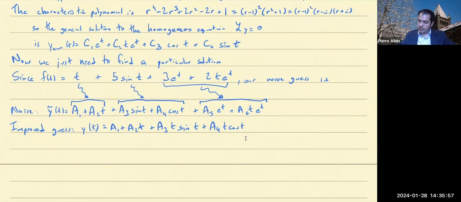Right? And then over here, e to the t and t times e to the t satisfy the homogeneous equation. So neither one of these terms is useful. So I need to multiply them by t. So in fact, this first term, I need a t squared e to the t, and then a t cubed e to the t. Right? Because anything less than t squared would satisfy the homogeneous equation.